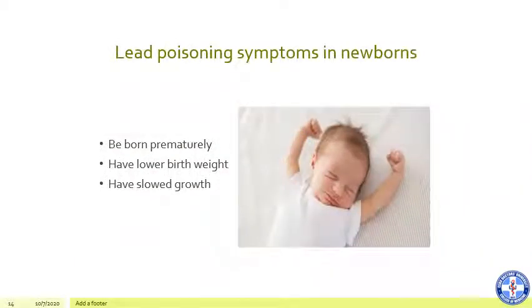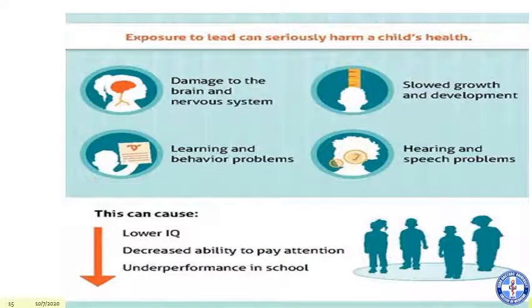Babies exposed to lead before birth might be born premature, have low birth weight, and have slow growth. Young children are particularly vulnerable to lead poisoning because they absorb 4 to 5 times as much ingested lead as adults from a given source. Exposure to lead can seriously harm a child's health.